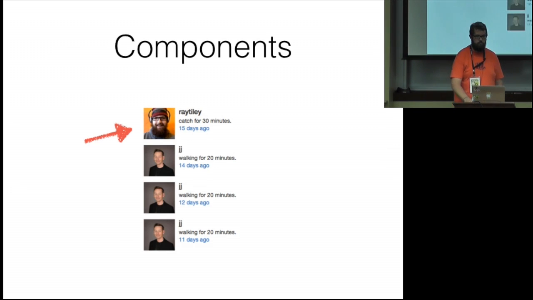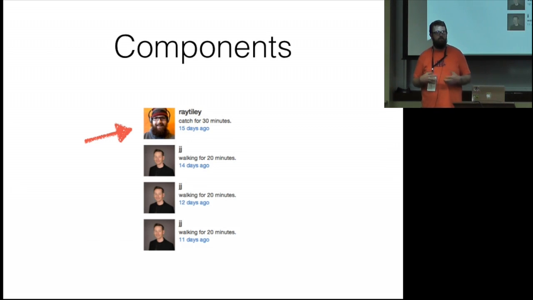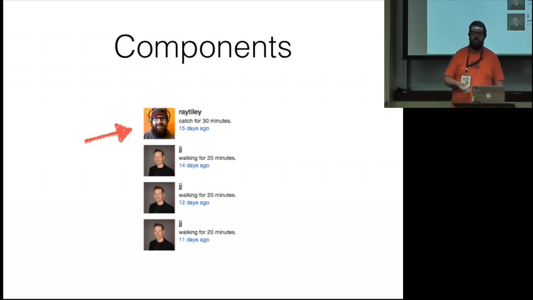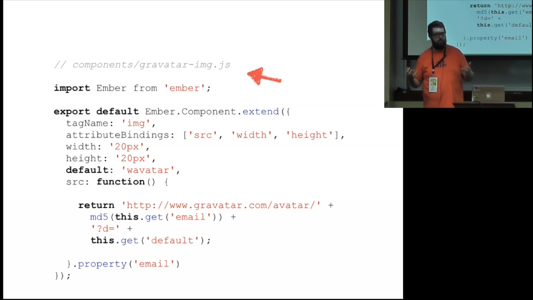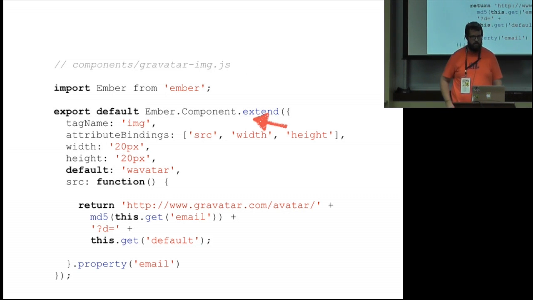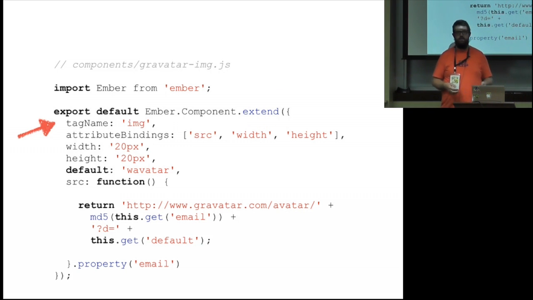Components can also define behavior, or they can have basically a JavaScript class that backs them. So for these Gravatar images that I'm using for the avatar list item, you can actually define a component JavaScript class. You can see here that I'm extending Ember.Component. I'm going to set some stuff on it. So the tag name is going to say, don't use a div here, which is the default. Use an image tag.